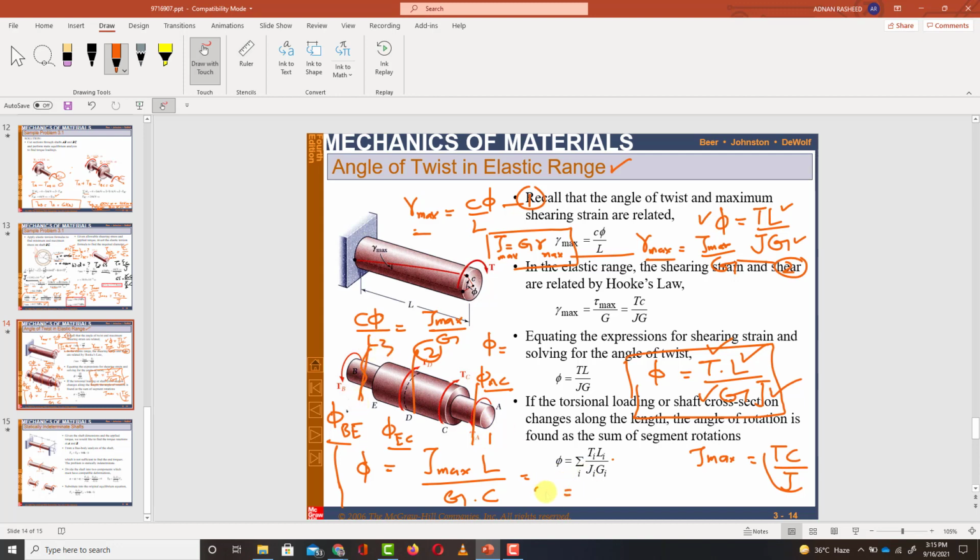So total phi will be equal to T1 L1 over J1 G1 plus T2 L2 over J2 G2 plus T3 L3 over J3 into G3. In this way you will be able to find the total angle of twist in this shaft. There are also problems available at the end of the exercise. Kindly try those problems. If you have any difficulty, then you can ask. Clear?